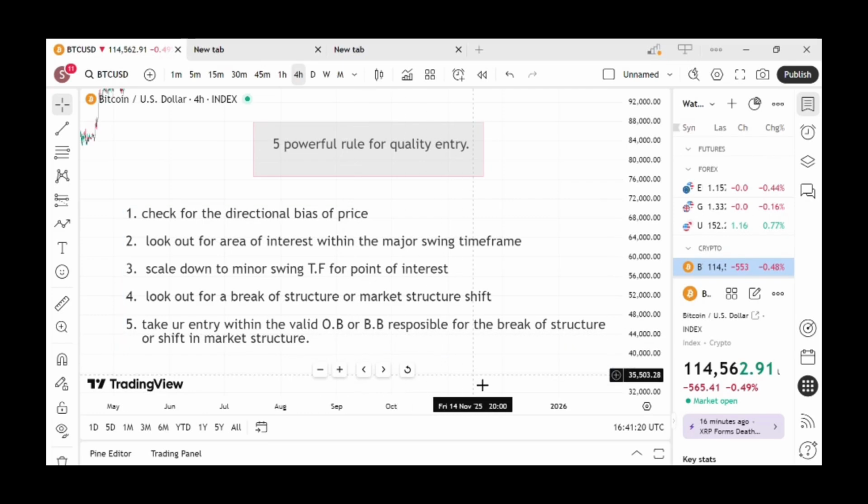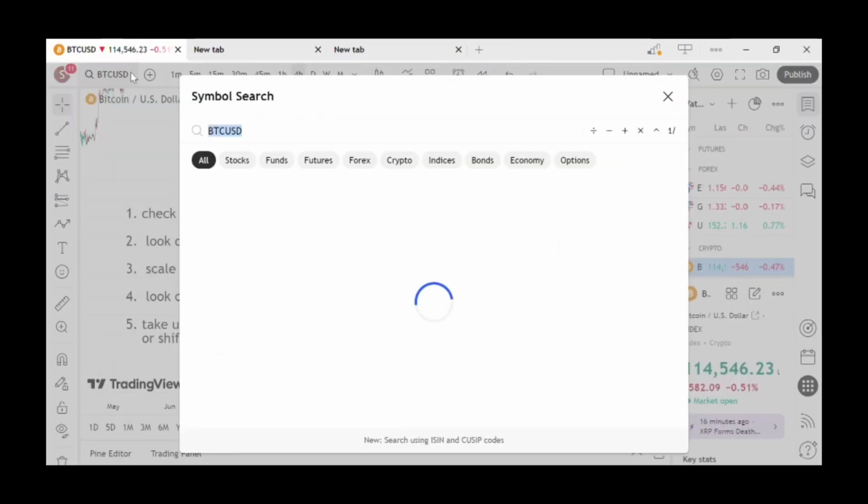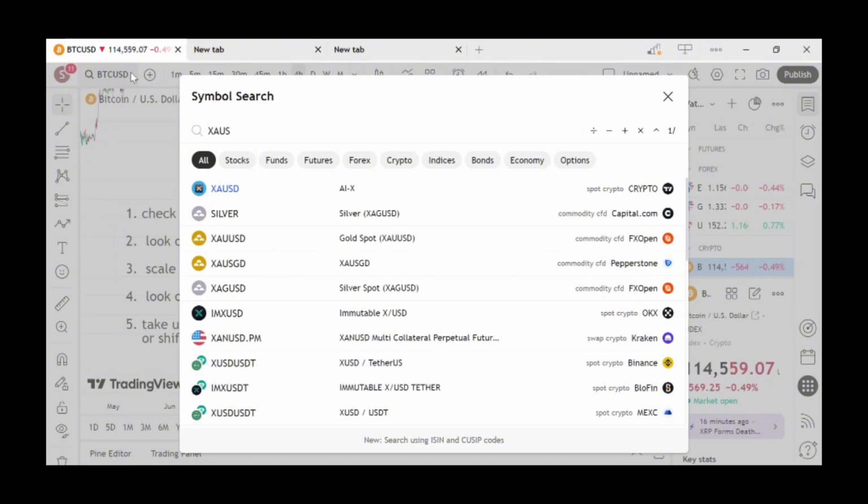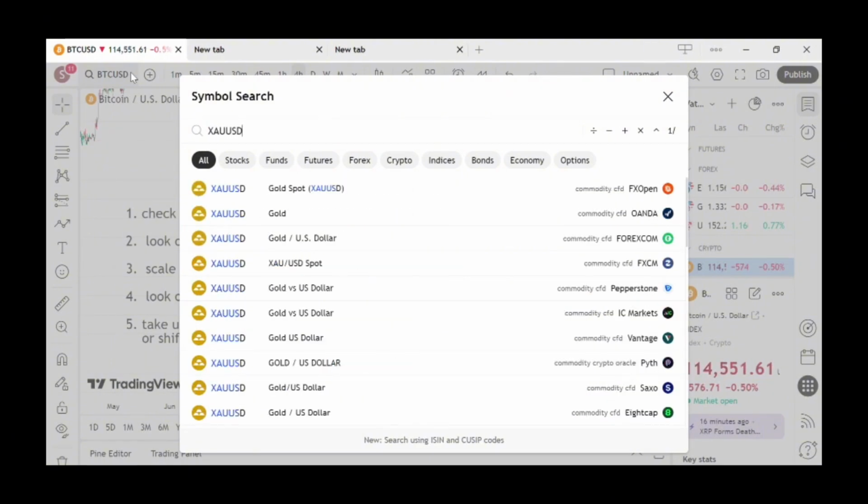Now, I'll be using gold for example. I'll be using these rules to get entry from gold, right? So let's check gold, XAUUSD. Oh, sorry, XAUUSD.